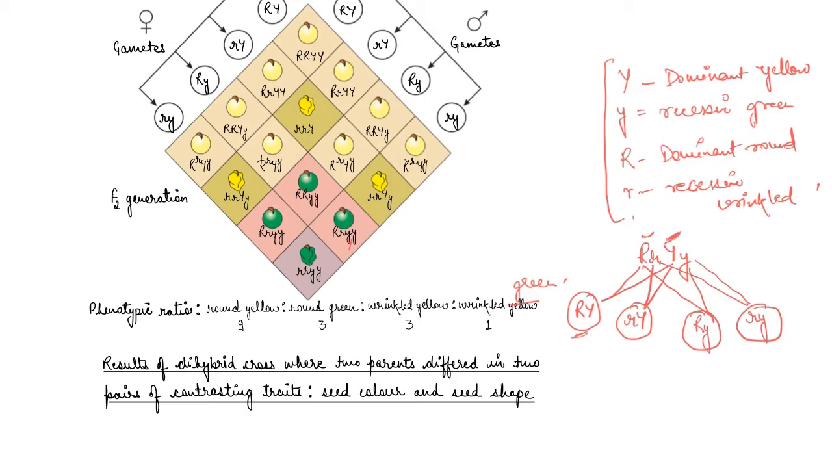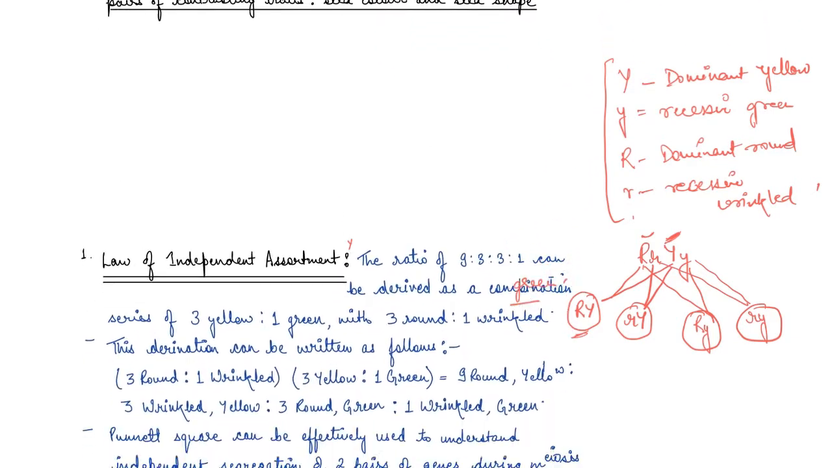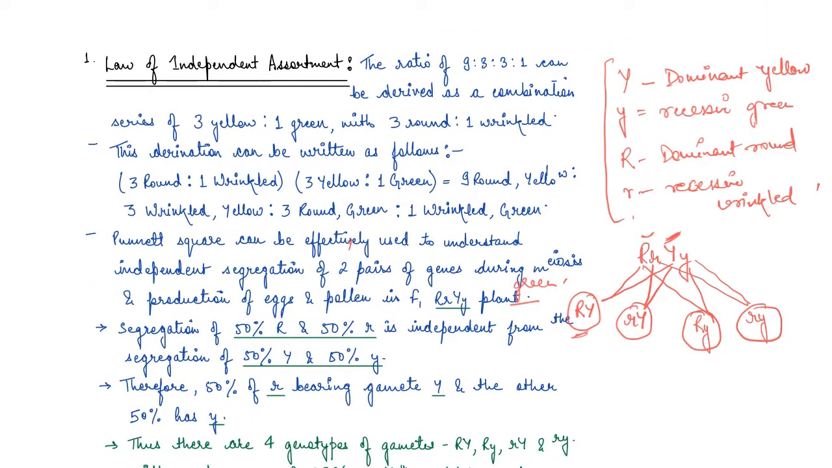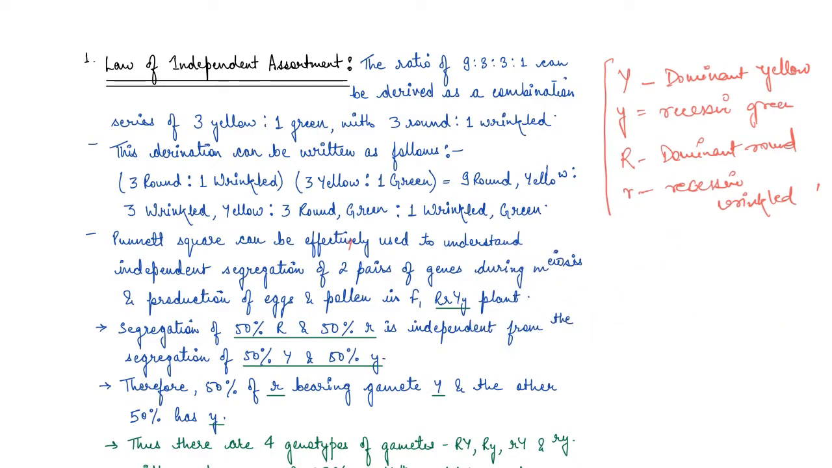So these are the results of dihybrid cross, where we are crossing two parents with two different pairs of contrasting traits, which is seed color and seed shape, right? So now what we'll do is we'll study some variations of a dihybrid cross as well. So let's see what is the first variation. The first variation is law of independent assortment. So we'll see what exactly does it mean.